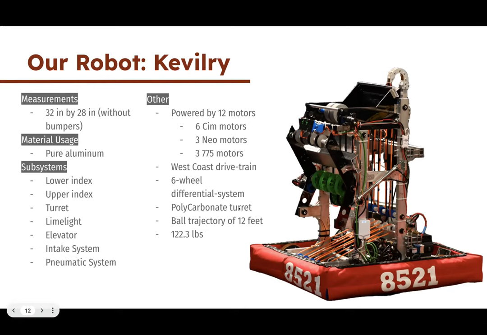In the back, you can see our elevator, which was our climber. At the end, there were three monkey bars: traversal, middle, and low climb. We made it to mid climb using our climber, which used a winch system. Overall, our robot was powered by 12 motors: 6 CIMs, 3 NEOs, and 3 775 motors. We'll go into the design process later, but we mostly used polycarb and aluminum in our robot.